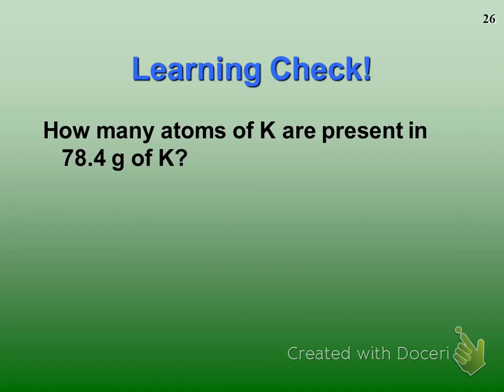Now, on your own, we have a question for you to try. How many atoms of potassium are present in 78.4 grams of potassium? Take a few moments and look over this tonight.